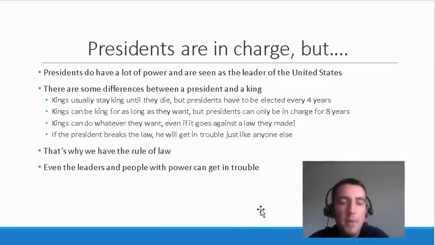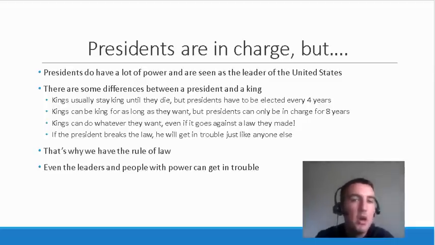Even the leaders and people with power can get in trouble, and they know that, so it stops them from doing things that would hurt us in some way, in theory anyway. We'll talk about how that's not always the case sometimes. There have been people in power, even presidents, that have broken the law and things have happened to them. But we will talk about that several times this year.